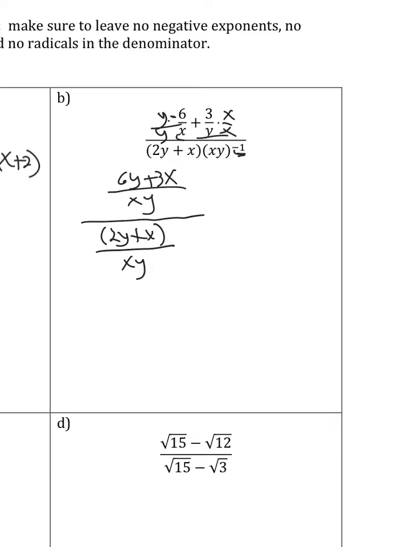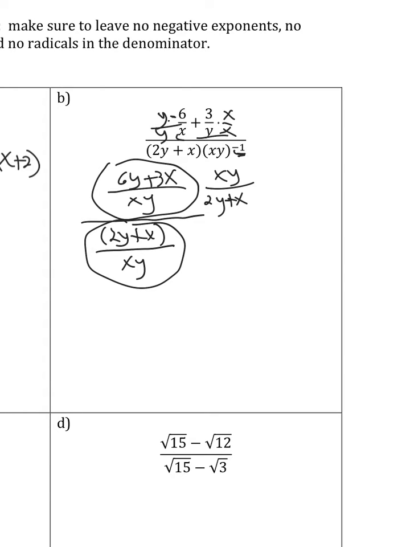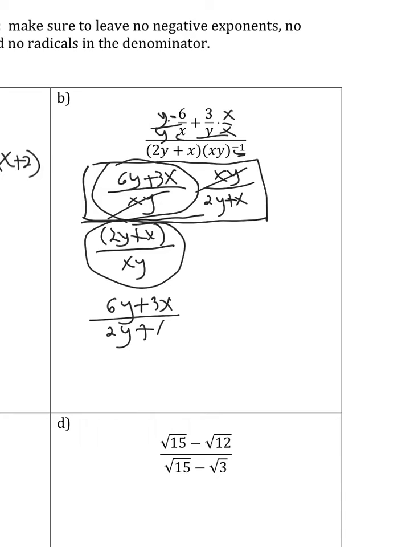Okay, so you can see some real potential for simplification here. One way to think of this is we are taking this top fraction here and we're multiplying it by the reciprocal of the bottom fraction. So we end up with 2y plus x as our denominator here. All right, when we look at this now, we can see that we can cancel out the xy's, and we end up with just 6y plus 3x over 2y plus x.